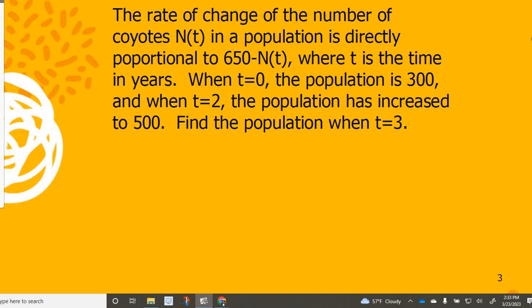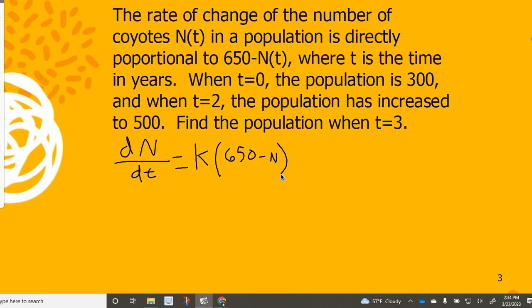Okay. Now, what does it mean by the rate of change of the number of coyotes? What is that? Slope. Yeah. Of what? Coyotes over time. Okay. And what variable are we using to represent coyotes? N. So we have dn divided by dt is directly proportional. Okay, so what did we say that means? k times whatever it tells us it's proportional to. So in this case it would be 650 minus n. We're just going to say it's n, okay, for right now.